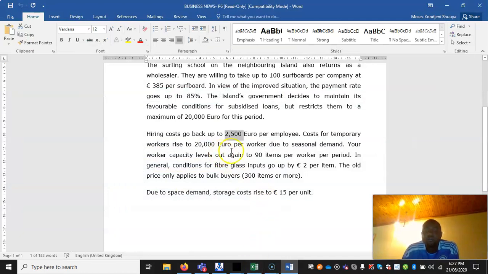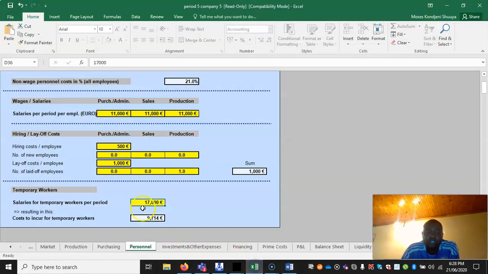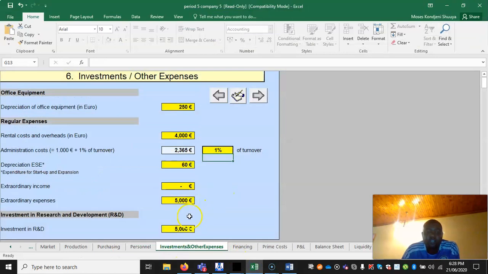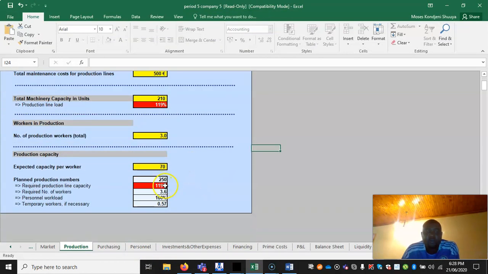And obviously, there are costs going up. Okay, but before I go to the costs, I think I'm missing something. Capacity per worker is now 90. In period 5, your workers could only make 70 units per period, but now they are making 90 units per period. So you have to go to production and make sure you adjust the capacity per worker there under production here. Okay, make sure you do it there.